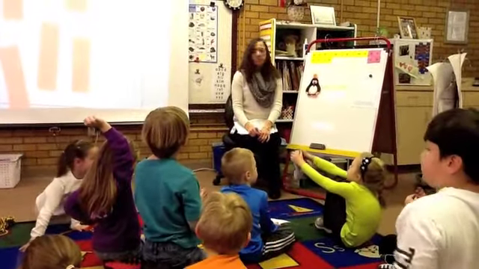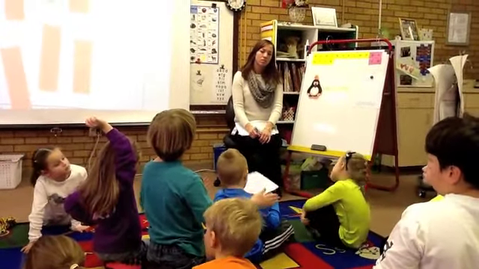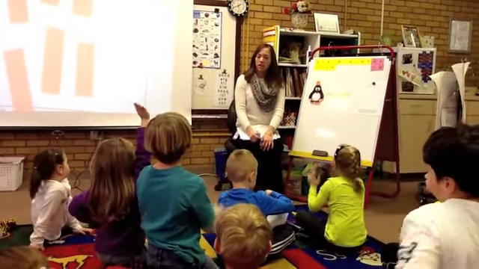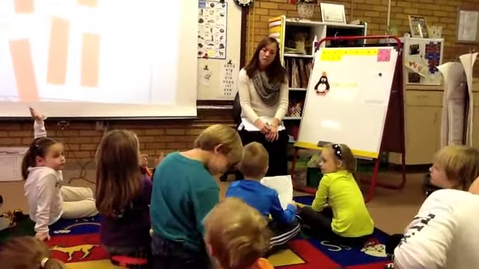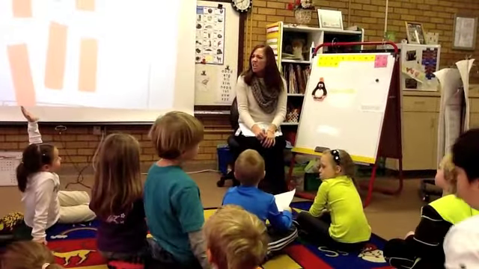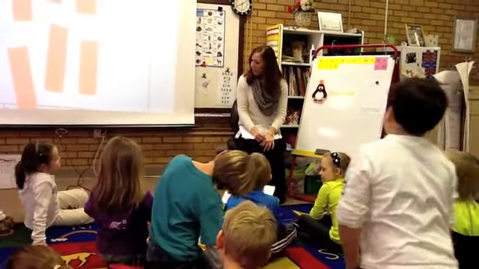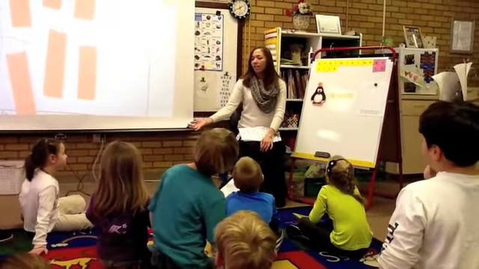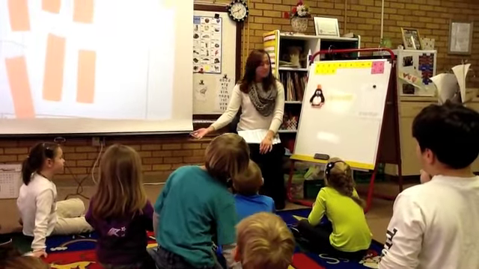Because it needs to be the same amount of long, like this and this. Okay, Brindley? It needs to be equal. Why? Because then it's fair. Then it's fair. Kindergarten friends, you just said a lot of important things.